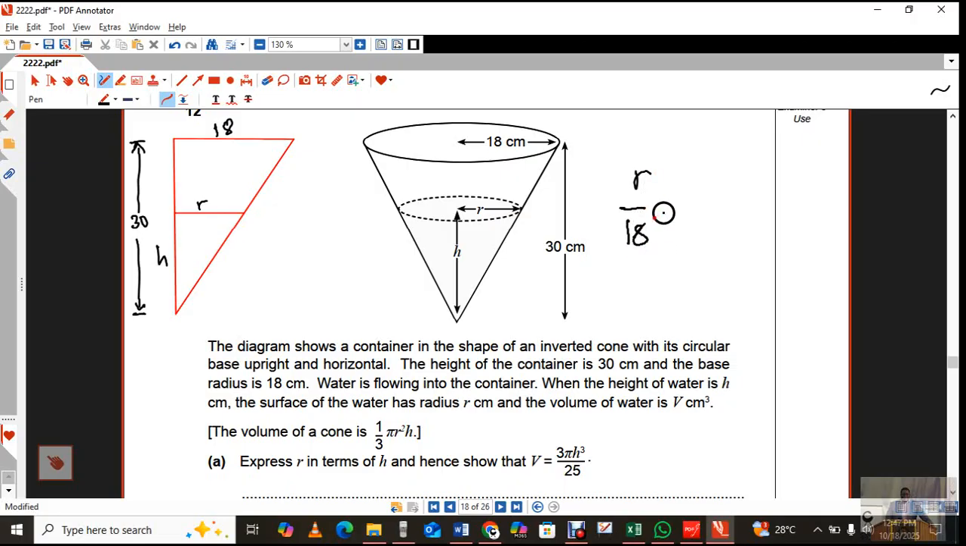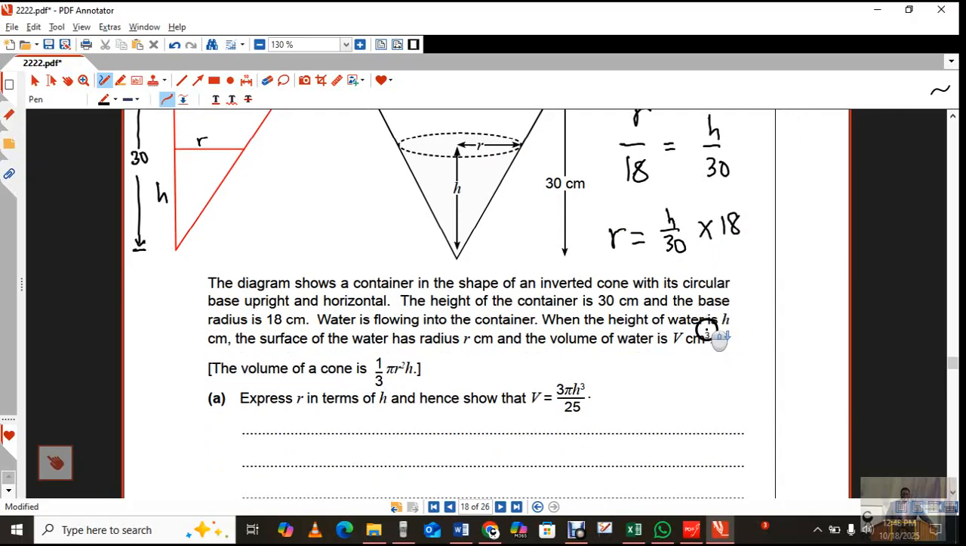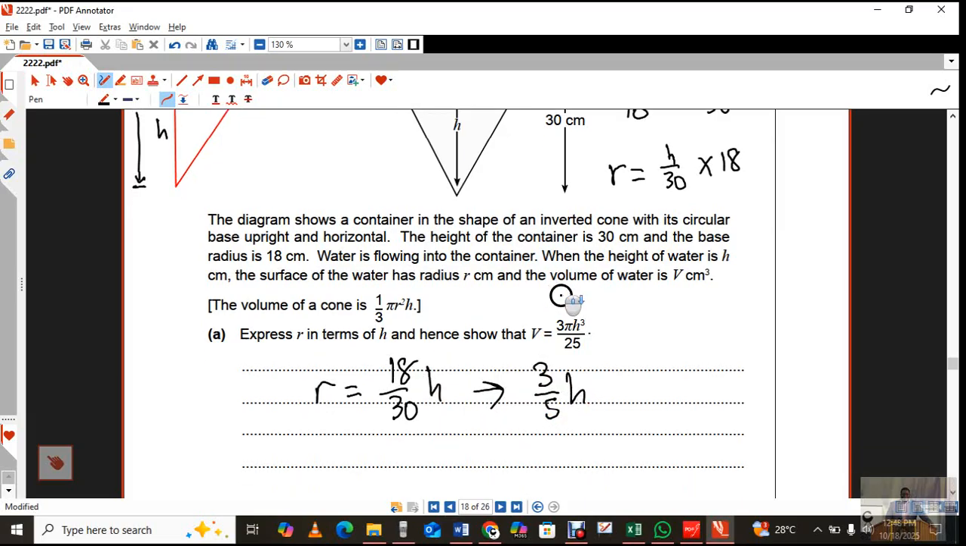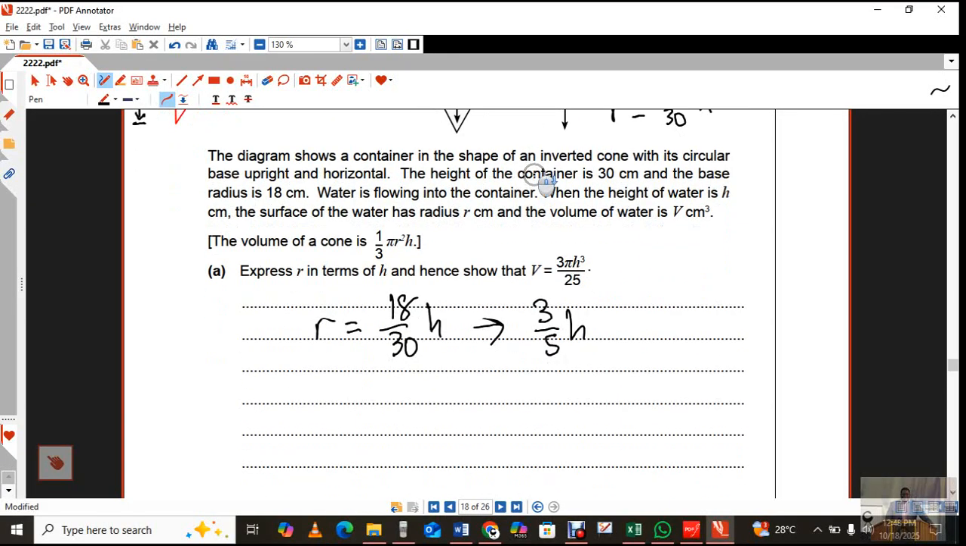So I will do similarity. I will put R over 18, it doesn't matter which one you put over which one, equals h over 30. So I'm taking the small over the big value, and then I will do the same with H over the big value. Again, as I said, doesn't matter. Why am I doing that? I'm trying to find R in terms of H. To find R alone here, you take that H over 30, you multiply it by 18. Okay? So I'm just going to write that down here so that you can see. That means that R is going to be 18 over 30 H, which simplifies, 18 over 30 is 3 over 5. It's 3 over 5 H. Now I have my R. So R is equal to 3 over 5 H. Good.